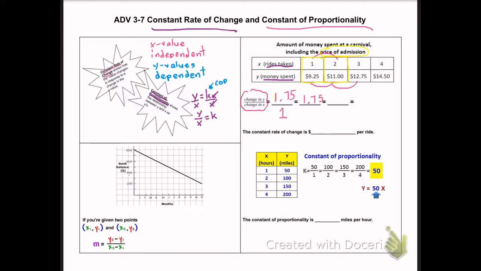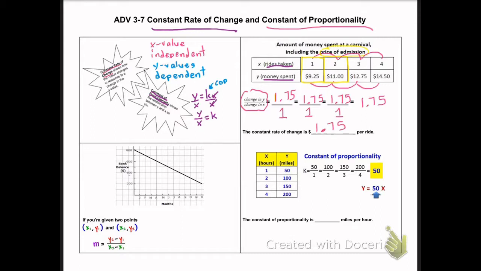At that same time, our X value went from 2 to 3. That's a change of 1. Then we can see from $12.75 to $14.50 is another change of $1.75, and at that same time X went from 3 to 4, so that's a change of 1. So we can see that the constant rate of change here is 1 75/100 or 1 3/4. So the constant rate of change is $1.75 per ride.